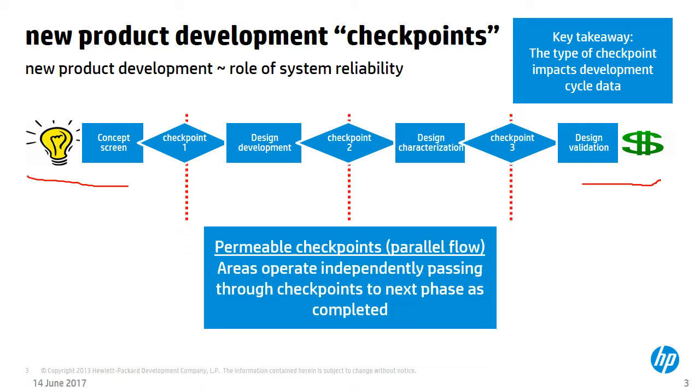Permeable checkpoints, on the other hand, the various areas will work independently of each other, and this will cause potentially more cost and potentially less interaction between the areas because they're now in a siloed type of development cycle. This isn't a recommended method for most hardware type products or device type products. It might work better in a software type of environment.